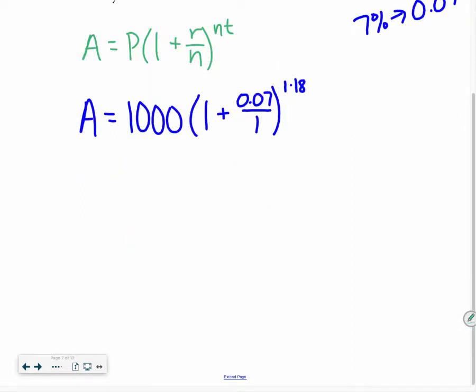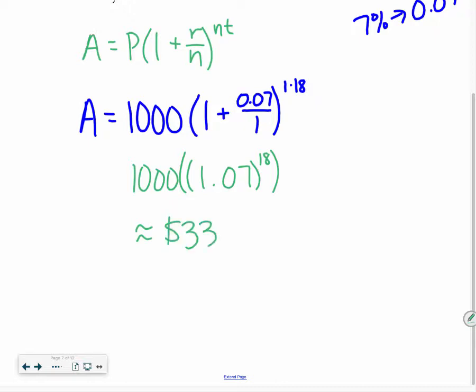Then if we plug it into our calculator, we'd have 1,000 times, in this instance, 1.07 to the 18th. I recommend putting an extra set of parentheses around the power, but you can type it into your calculator just like this, and you should get about $3,380.